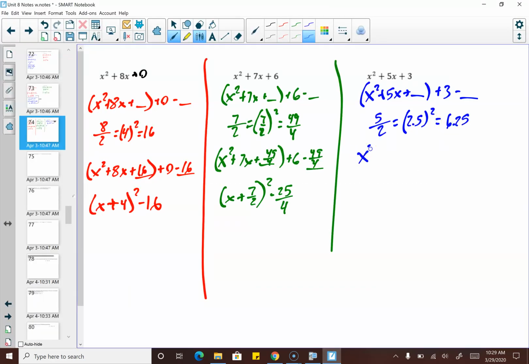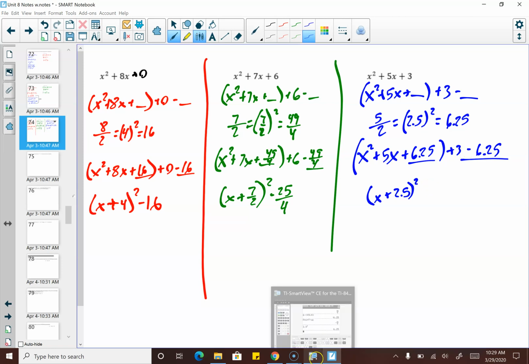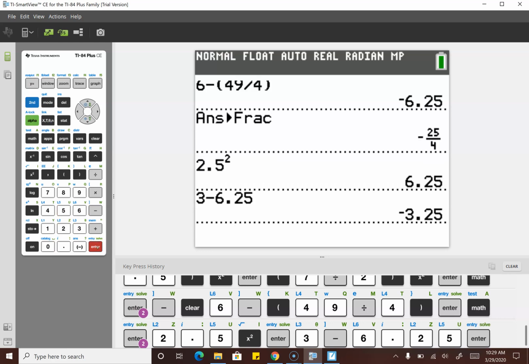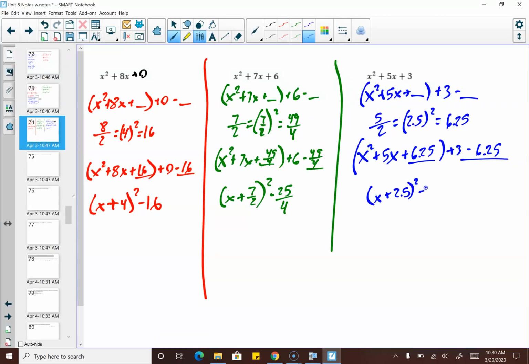So that'll be the number that goes on each of our lines. As we continue to fill this out, you should know what your parentheses squared looks like. So it's (x plus 2.5) squared. And then if you do 3 minus 6.25, you end up with negative 3.25 as our equivalent expression.